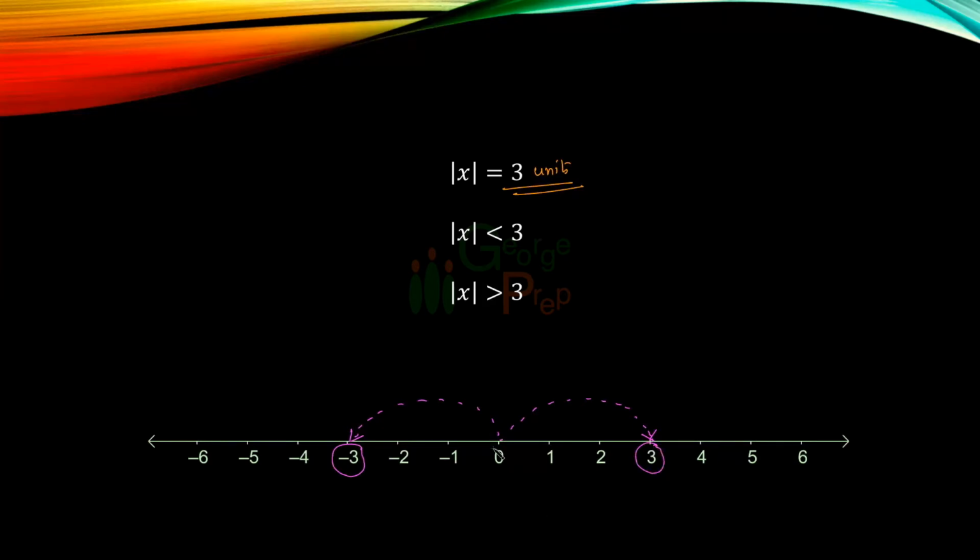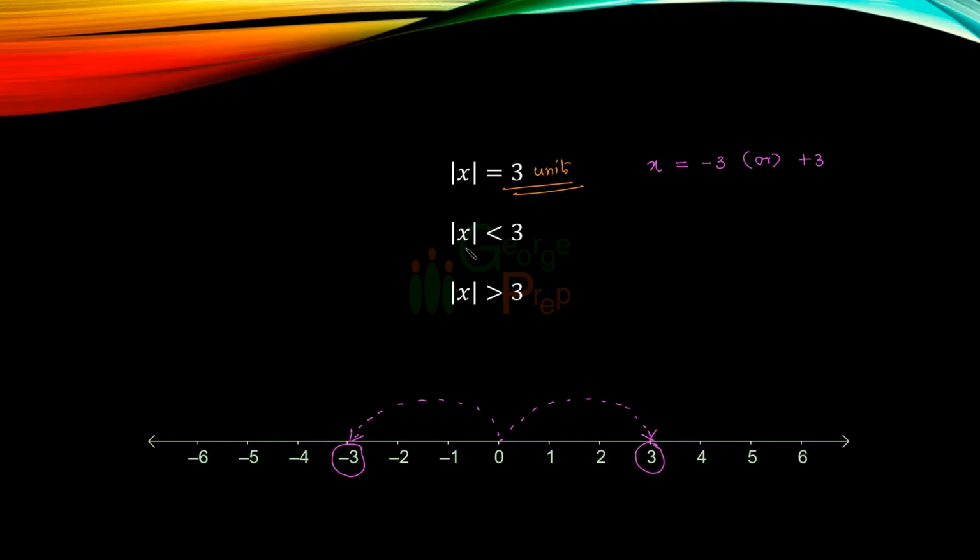From the origin, you go 3 units wherever. If you want to go to the left, you can go to the left. You want to go to the right, you can go to the right. You will find there are 2 points which are 3 units from the origin. So in this case, we can conclude that x can be minus 3 or plus 3.